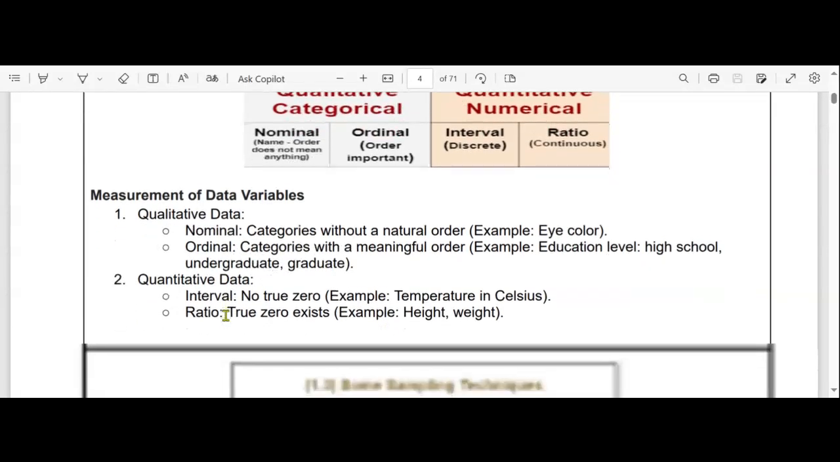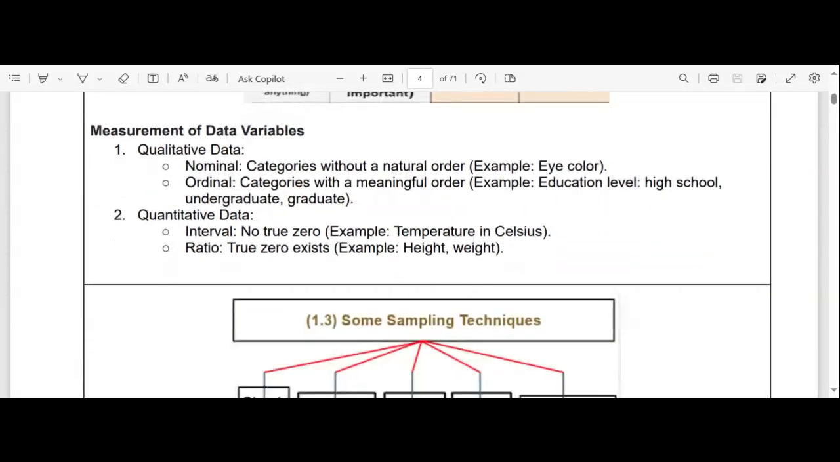Okay. Now the second type is called quantitative. Quantitative means we're dealing with numbers. For interval, there is no true zero. For example, temperature in Celsius. What should I say about the temperature? I can say it's 45 degrees, I can say 44, I can say 43. You could say minus 43.